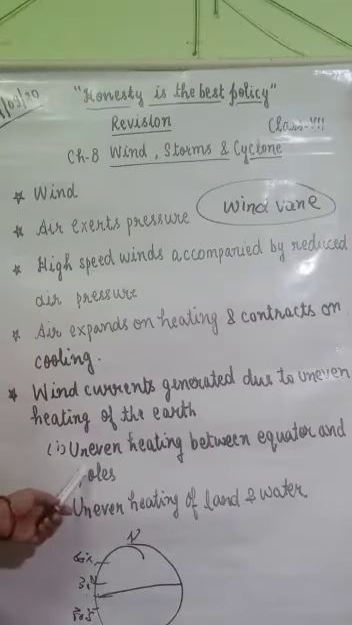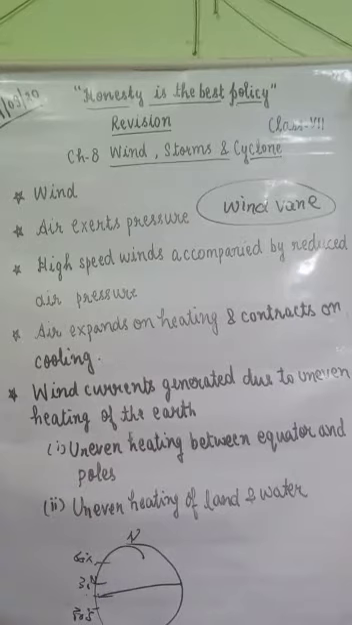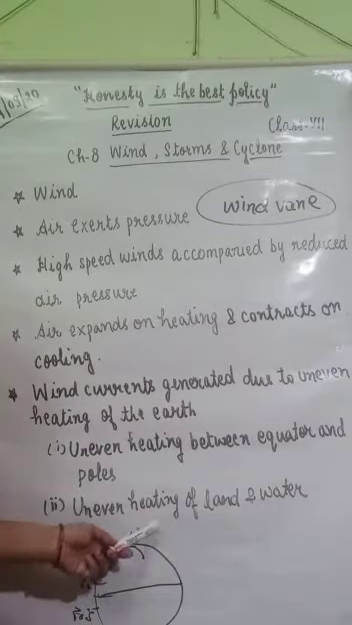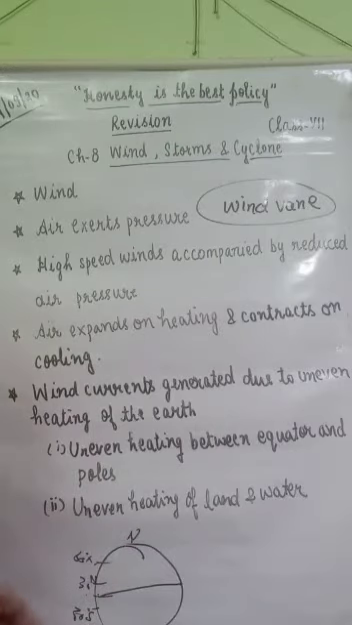Due to uneven heating between the equator and poles, trade winds, westerlies and polar winds are created. Next, uneven heating of land and water. Due to uneven heating of land and water, summer monsoon winds and winter monsoon winds are created. Summer monsoon winds cause rainfall, while winter monsoon does not create rainfall.